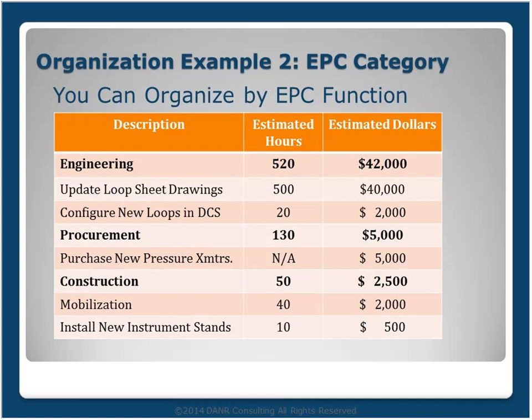A second common option is to organize documents by EPC category. So you would have an engineering header with all the engineering activities, procurement headers with procurement activities, and construction header with construction activities. This approach can be beneficial when the end user is doing the procurement and a construction contractor is doing the construction, and you're being hired to do the engineering piece.